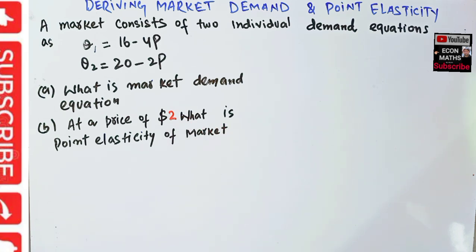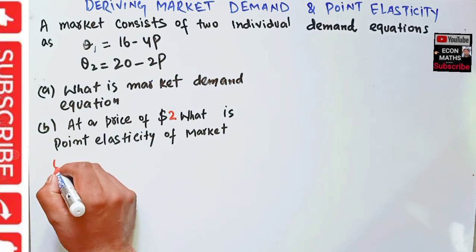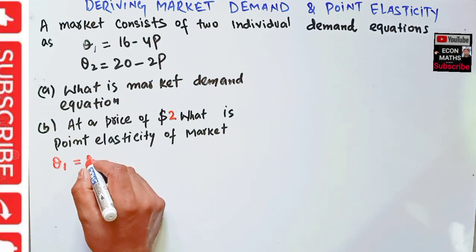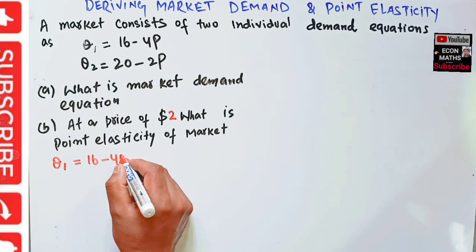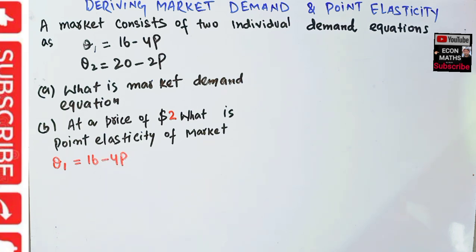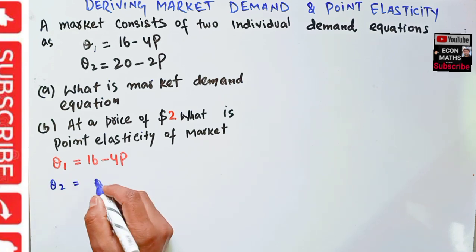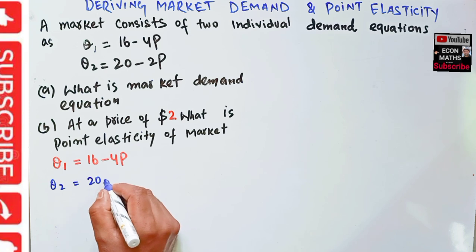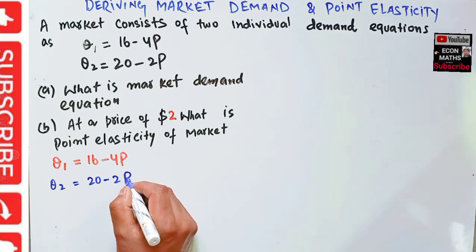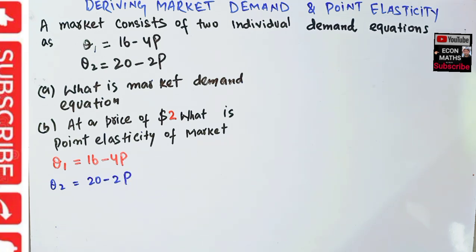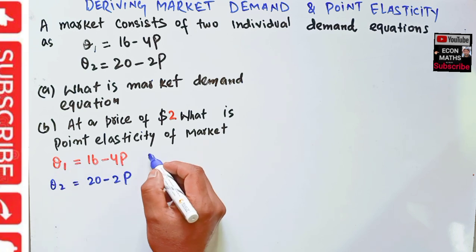So basically what we are being given: Q1 is equal to 16 minus 4P. This is the demand function of individual one, and Q2 is equal to 20 minus 2P. This is the demand function for individual two. We need to find out the market demand function. Now let us see this function first.